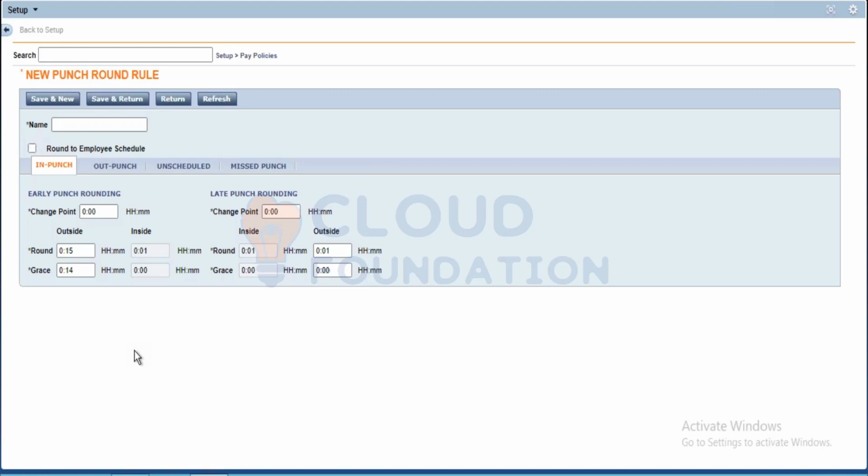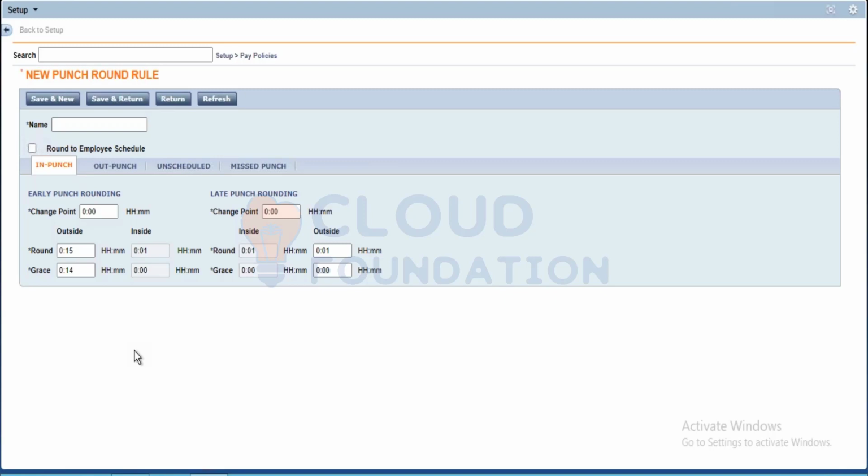Okay, so there's some other option called change point, right? I'll just explain what that is. This change point is going to determine when inside and outside punches are handled. This is an optional thing only, so mostly it's going to be 0. But what it does is determine at which point in time a punch is going to be handled differently, apart from the standard rounding or grace.